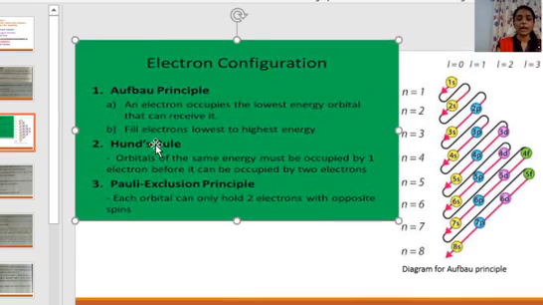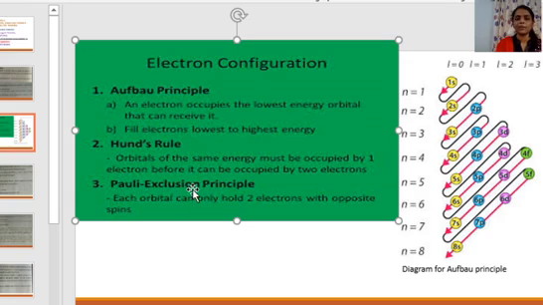What is Hund's rule? According to Hund's rule, the orbitals of the same energy must be occupied by one electron before they can be occupied by two electrons. All the orbitals should be first singly occupied and then doubly occupied. Let us consider the d orbitals. There are 5 d orbitals, so first all 5 should be singly occupied. That is, there should be one electron in each orbital first, and then the next electron can cause pairing.